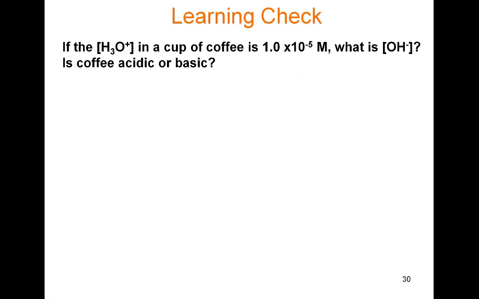So let's check your learning by doing practice problems number 7 and 8. So practice problems 7 and 8. You can pause now before getting to the answer of practice problem 7. That problem is asking for the hydroxide ion concentration if the concentration of H3O+ in a cup of coffee is 1.0 × 10^-5 molar. And after you've calculated that value, decide if your coffee is acidic or basic.